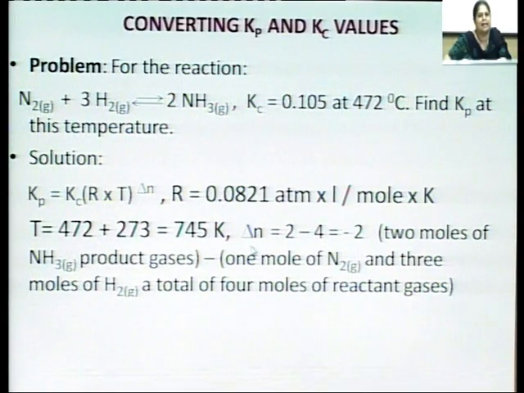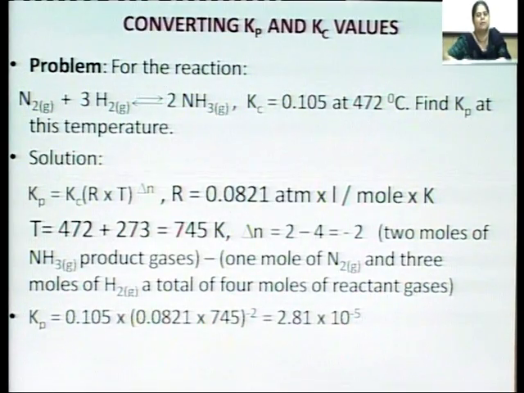Now, in this case, delta n is the difference between the number of gaseous moles of the products and the reactants. On the product side, we have 2 moles. On the reactant side, we have 1 mole of nitrogen and 3 moles of hydrogen, a total of 4. Subtracting 4 from 2, we get minus 2, that is delta n. The value of delta n is minus 2 here. Now, substituting the various values, we can find the value of Kp like this.